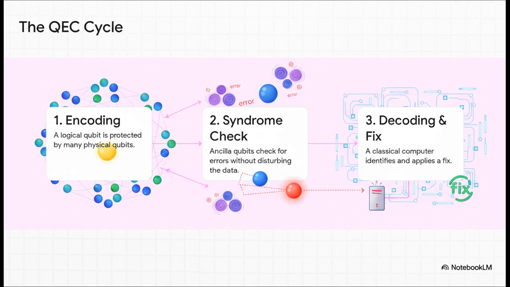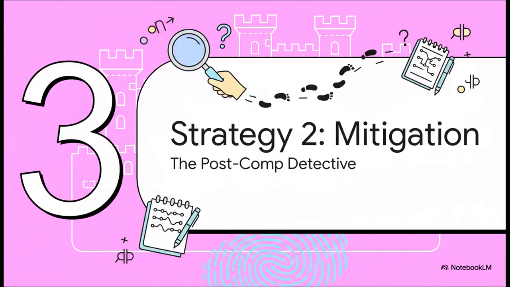This error report, the syndrome, gets sent over to a regular classical computer, which acts like a medic, figures out what went wrong, and sends back the right fix. And this cycle just repeats over and over again, protecting the data the whole time. But here's the thing. Building that fortress, that takes a massive amount of resources.